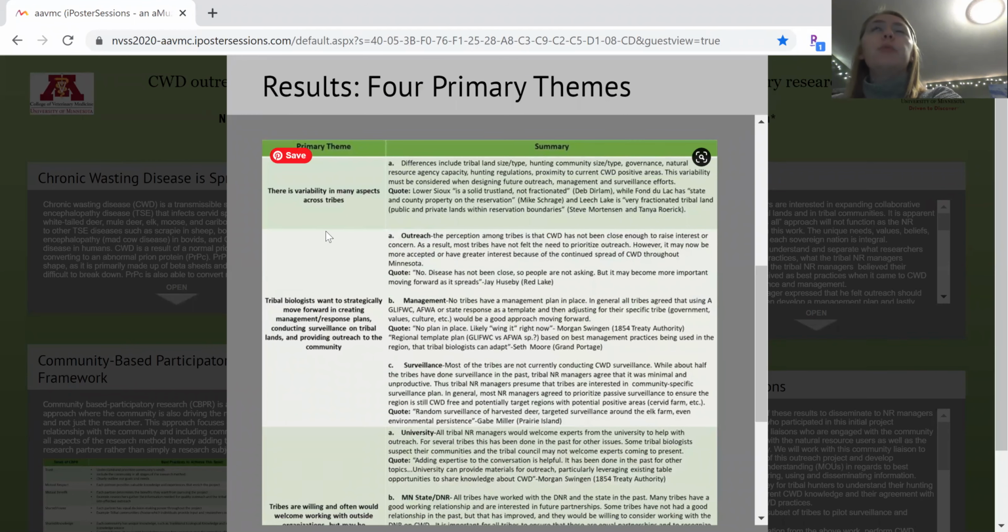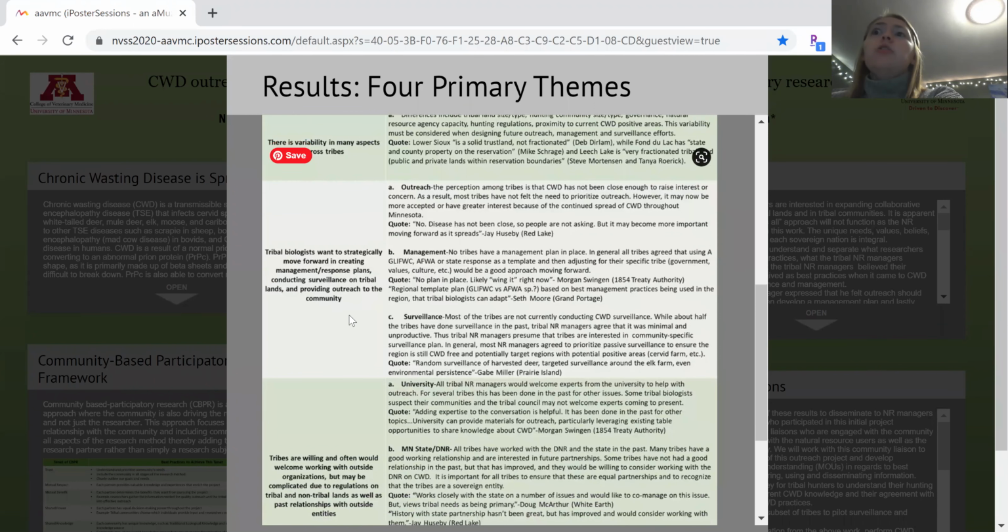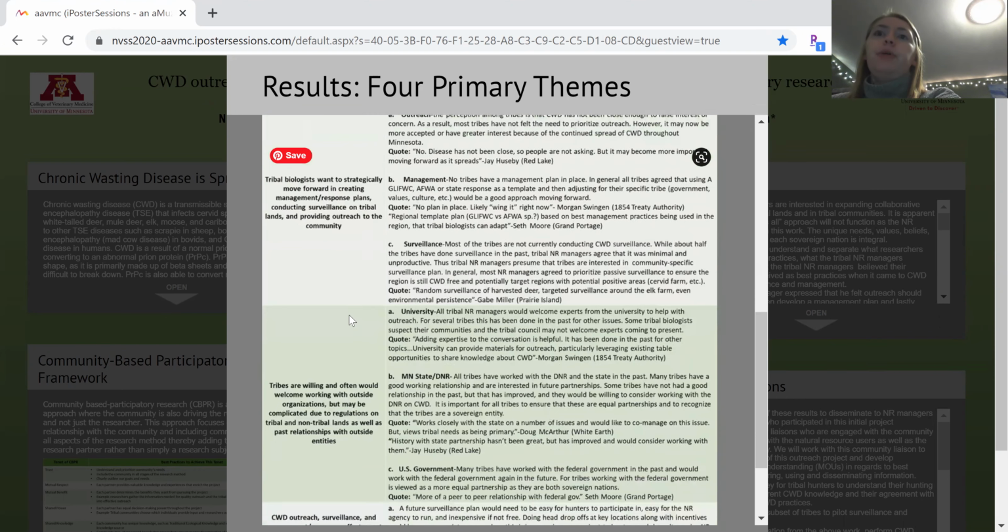First, there is variability in many aspects across tribes, including tribal land, size, and type, hunting regulations, and proximity to current CWD positive areas. All of this must be considered when designing outreach, surveillance, and management. Second, tribal natural resource managers want to strategically move forward in creating management plans, conducting surveillance on tribal lands, and providing outreach to the community.